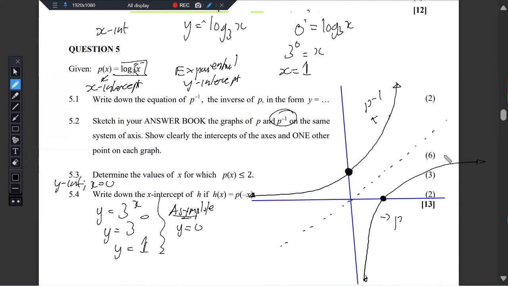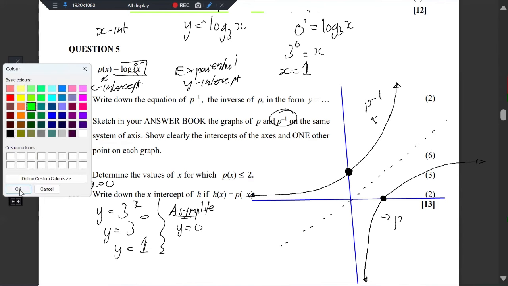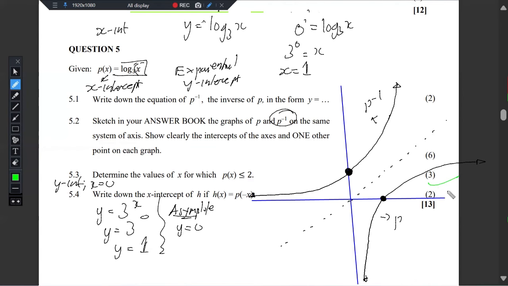Hallelujah. Okay, so that one was for 6 marks. They said it was 2 marks for knowing the shape. If you correctly have the shape of graph P, it's 2 marks. If you correctly have the shape of graph inverse of P, it's 2 marks. And then if you have clearly shown the point on P, which is this one here.